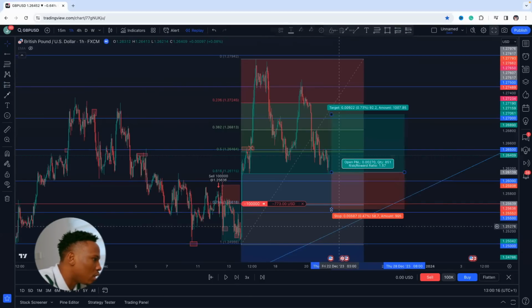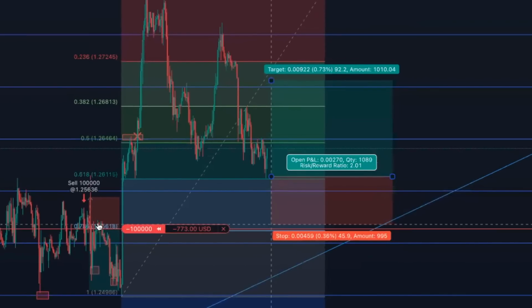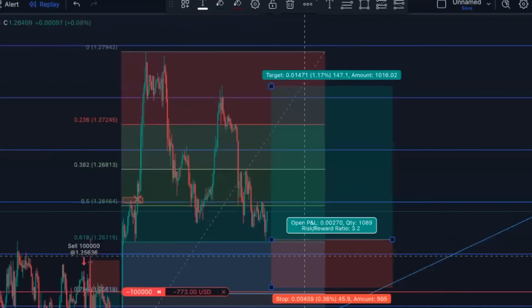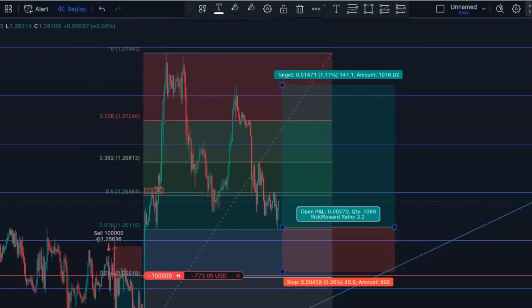I'll put my stop at this high. There's some hesitation. 45 by 2. 45 times 2. Let me just put it somewhere around here. I think it should be 50 times 2. That's 100. That should be 90. All right.